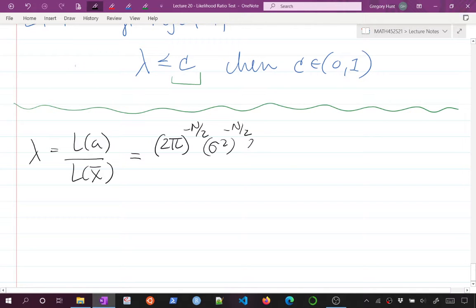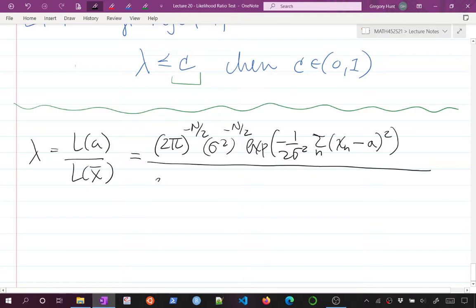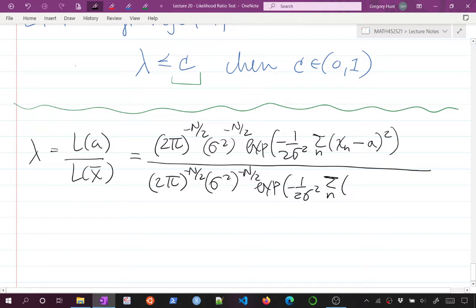In the top case, we can push that sum through. It's the sum of my xn's minus, instead of theta, we're now plugging in a here, right? So it's xn minus a squared. Okay, that's the top. And if we plug in x bar into the likelihood function, on the bottom it'll look really similar, because the likelihood function looks pretty similar. But instead of xn minus a, it's xn's minus x bar. So something like that.